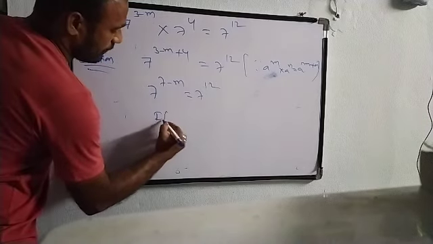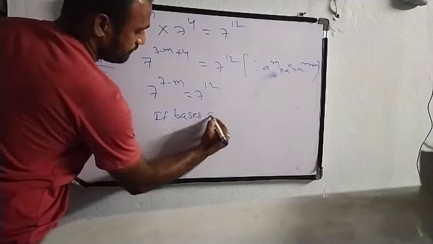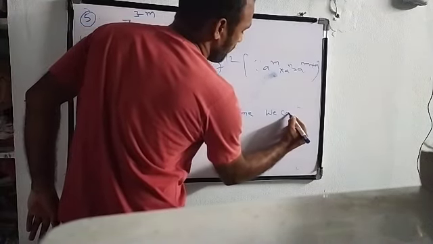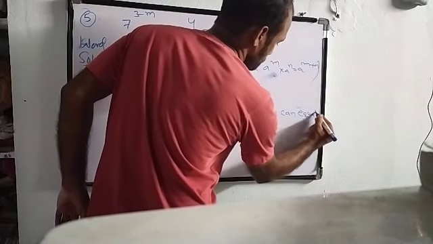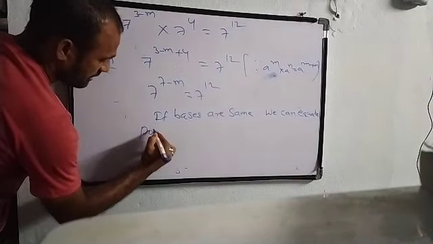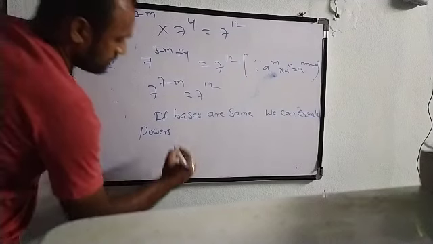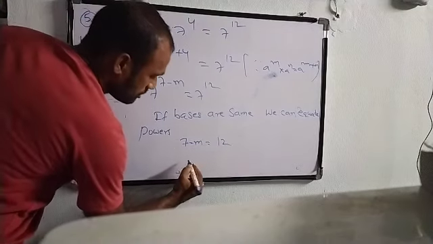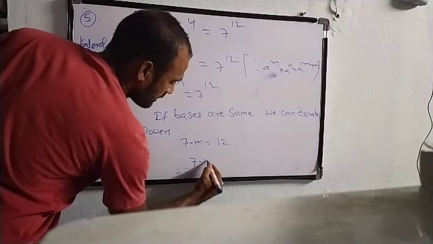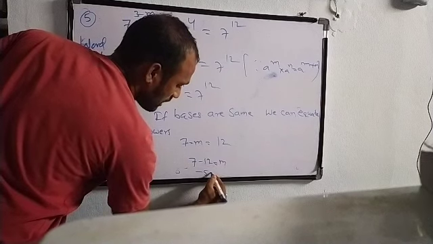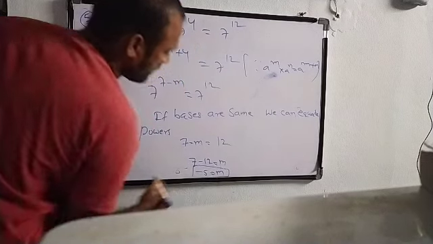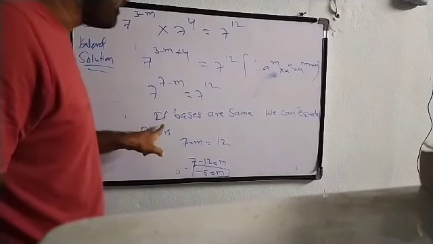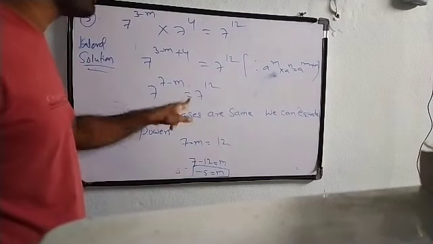So here we can write, if bases are the same, we can equate powers. If bases are the same, we can equate the powers. So the powers which we can equate here, 7 minus m is equal to 12. So 7 minus 12 is equal to m, minus 5 is equal to m. So here the m value is minus 5. So make sure that there is one new concept, that if bases are the same, we can equate the powers if an equal symbol is there.